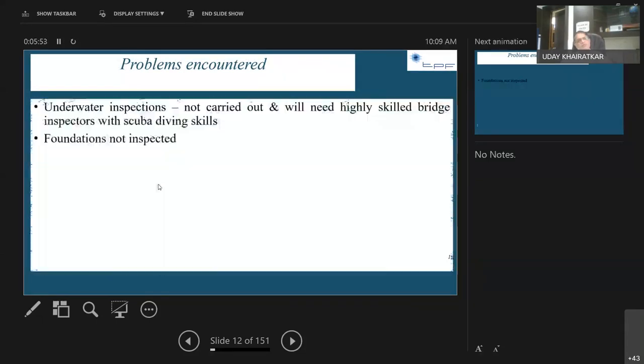There are certain problems. Underwater inspection was not carried out using the MBIU because it needs highly skilled bridge inspectors with scuba diving skills. Bearing conditions also cannot be inspected. Deck slab cannot be inspected because most of them are covered with either a PCC or a mastic layer. So it is all covered, and the deck slab cannot be inspected.